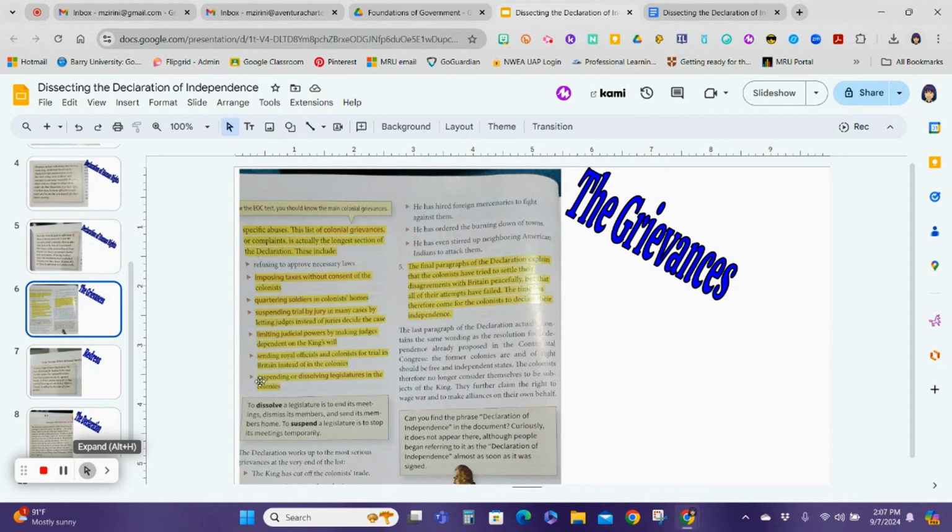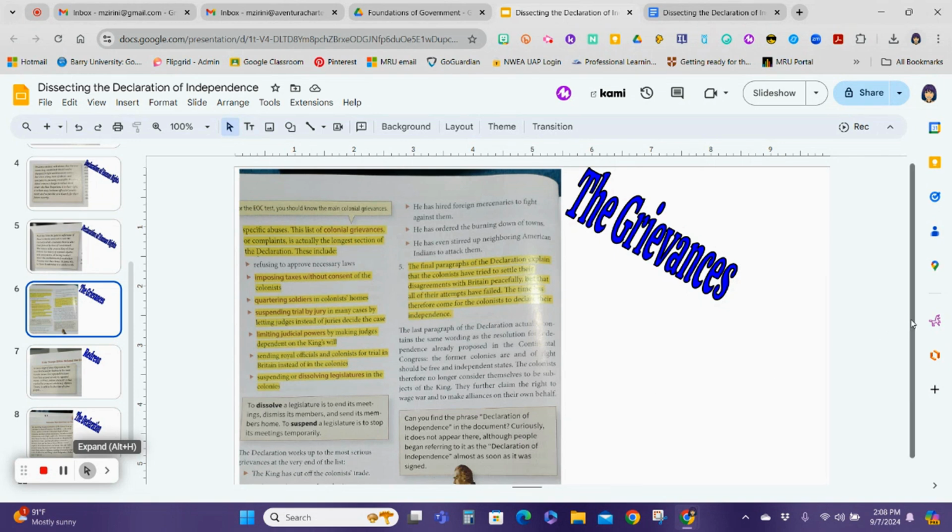So these first 7 are the main colonial grievances, the ones where the king has refused to approve necessary laws, imposed taxes without consent, quartered soldiers, suspended trial by jury, limited judicial power, sent royal officials and colonists for trial in Britain, and suspended or dissolved the legislatures, right? These are all of the 7 main colonial grievances.